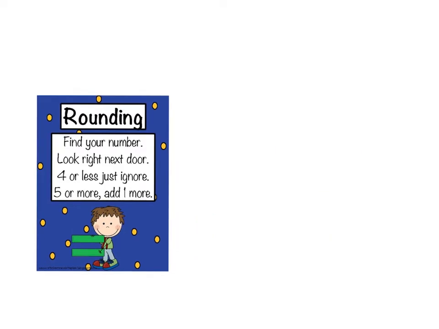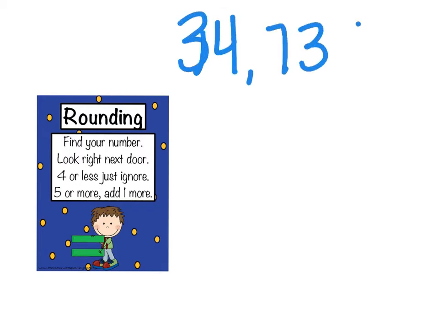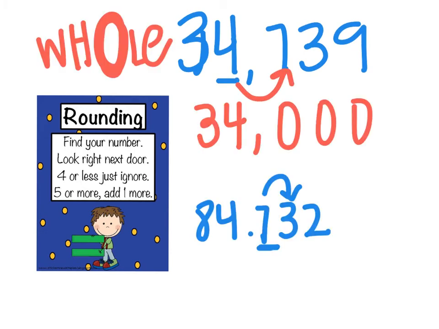So, what's the difference between rounding with a whole number and rounding with decimals? One thing that's different is what you do after the number that you're rounding to. So let's look at two examples, one a whole number and one a decimal. If I wanted to round 34,739 to the nearest thousands, let's follow our rhyme. Find your number, here's the thousands spot. Look next door. 4 or less, just ignore. 5 or more, add 1 more.